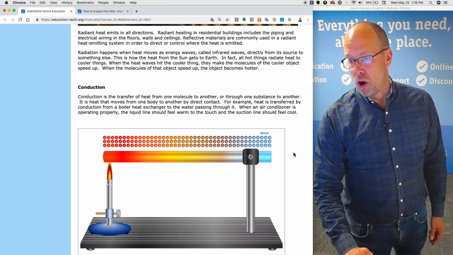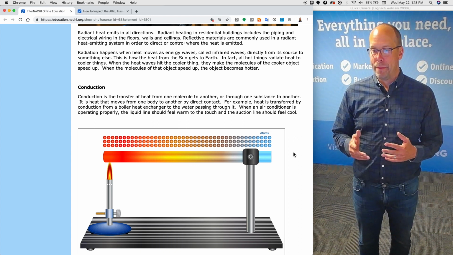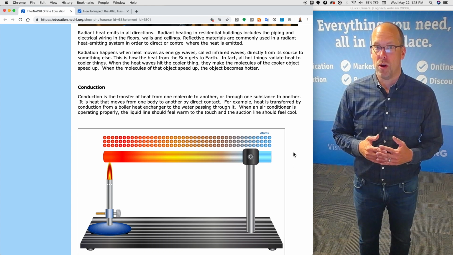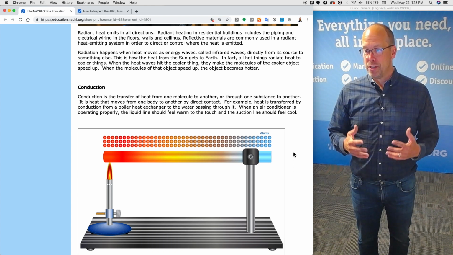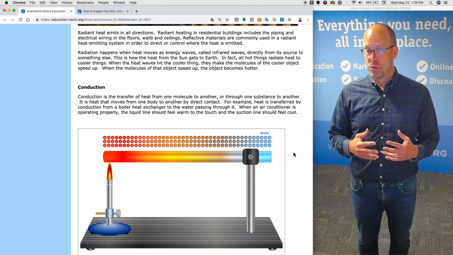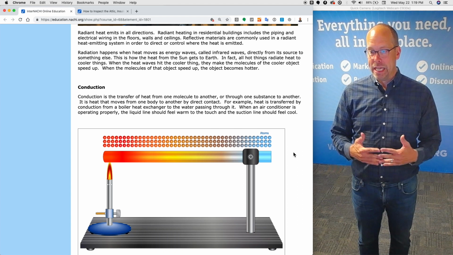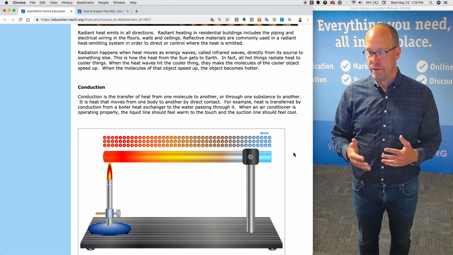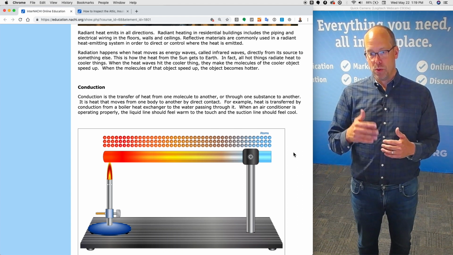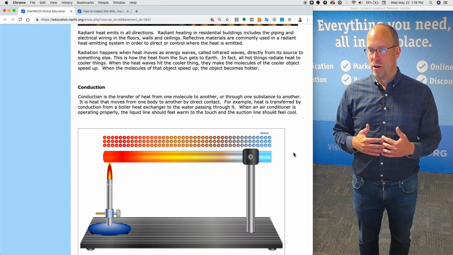Radiant heat emits in all directions. Radiant heating in residential homes includes the piping and electrical wiring in the floors, walls, and ceilings. Reflective materials are commonly used in radiant heat emitting systems in order to direct or control where heat is emitted. Radiation happens when heat moves as energy waves, called infrared waves, directly from its source to something else, and this is how the heat from the sun gets to the earth.